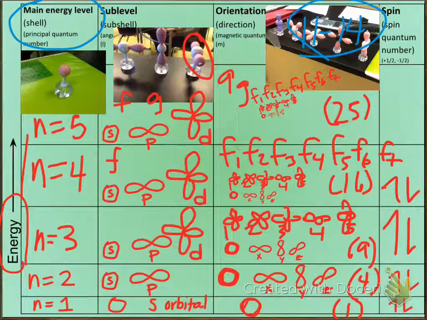Cool. Each of those orbitals can hold 2 electrons. Guess how many electrons can fit on any main energy level? We'll come to that. I'll just let that sort of percolate for a little bit.